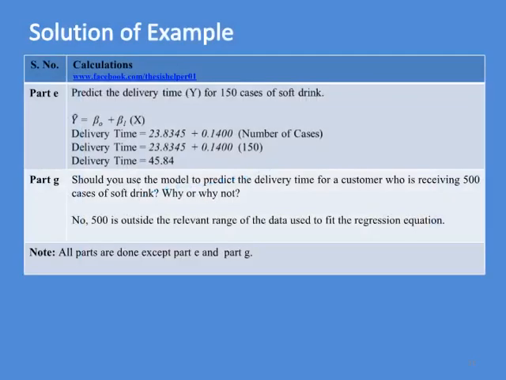Solution of example: all parts are done except part E and part G. Part E: predict the delivery time, y, for 150 cases of soft drink. By putting values in the regression equation we get a predicted delivery time of 45.84. Part G: should you use the model to predict the delivery time for a customer who is receiving 500 cases of soft drink? Why or why not? The answer to this question is no. 500 is outside the relevant range of the data used to fit the regression equation.